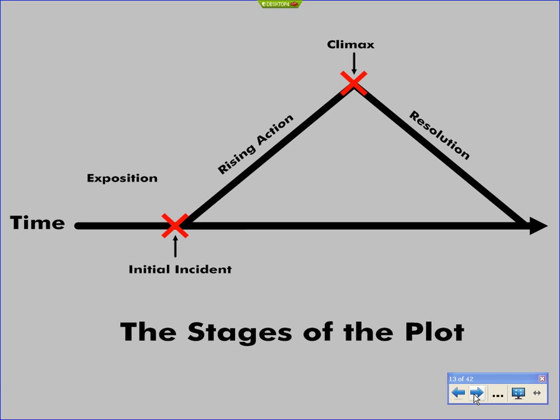Let's quickly go over definitions. Exposition. Zach, what is the exposition of a plot? What do you get in exposition? Like the setting and characters. Correct. Introduction of setting and characters. Initial incident. Connor, what's introduced in the initial incident? Like the conflict. Conflict. Every narrative, every story has three elements at its core.